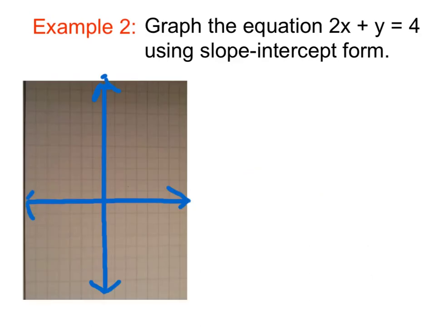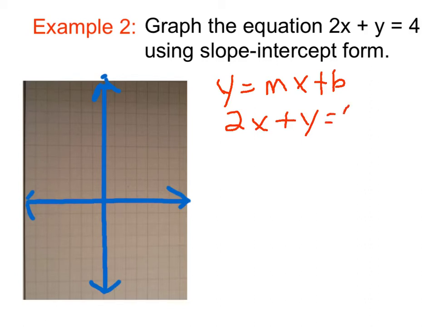Alright, so we can take this equation here, 2x plus y equals 4, and use slope-intercept form to graph it, but first we have to put it in slope-intercept form. So we have to get it to look like y equals mx plus b. We have to get it in that form. So we've got 2x plus y equal to 4. We want to rewrite the equation so y is by itself.